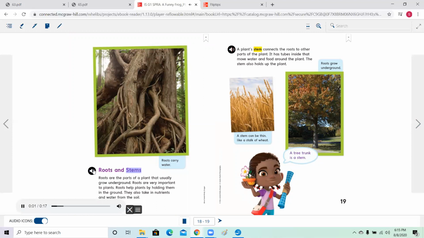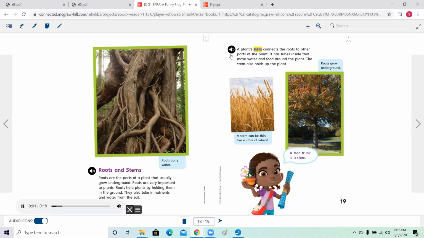Roots and stems. Roots are the parts of a plant that usually grow underground. Roots are very important to plants. Roots help plants by holding them in the ground. They also take in nutrients and water from the soil. Roots carry water. So the roots of the plant are usually underground and they're very important to plants, first, because they hold the plant in the ground, and they take nutrients from the soil and water and give it to the rest of the plant.